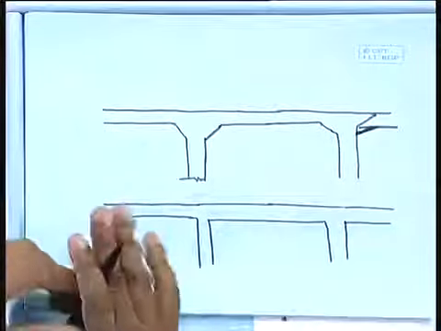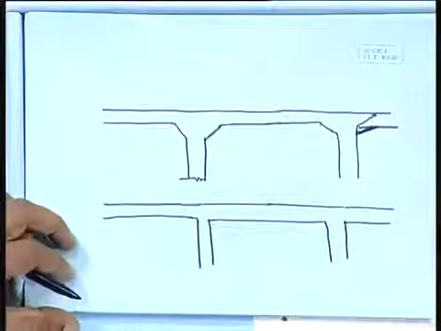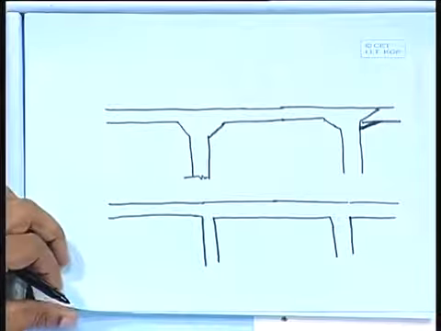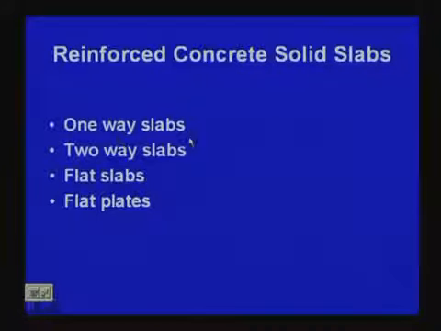So, these are the 4 different types of slab that we generally design, but in our case we shall only concentrate on this class, that is one-way slabs and two-way slabs, which we mainly use.